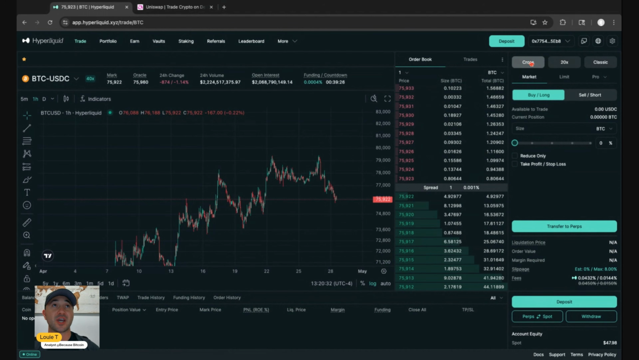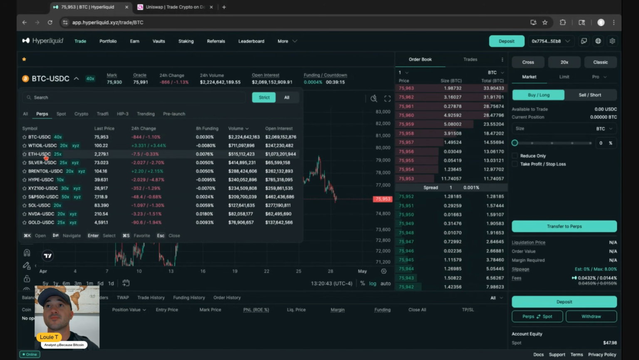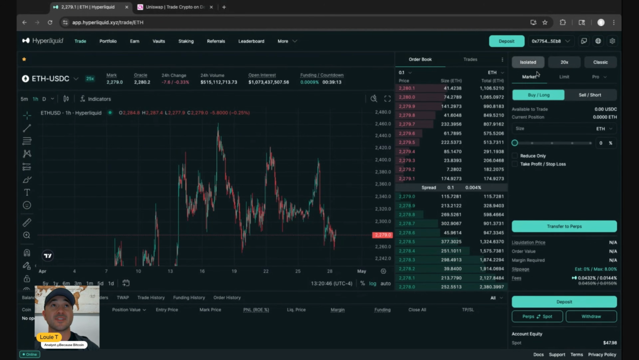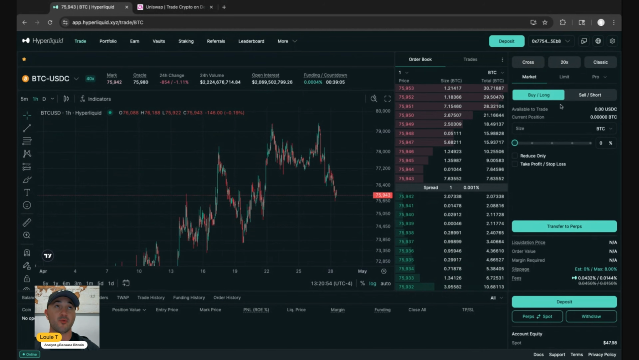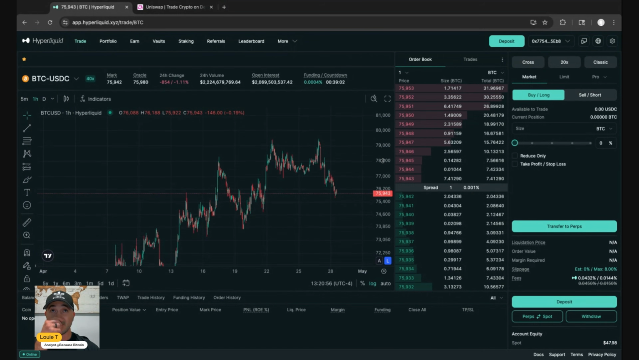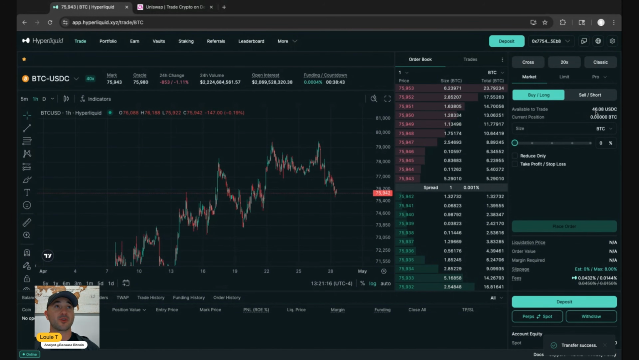Always, always, always check these before you enter a trade, because these can change by the pair, right? So if I switch over to ETH, it's different now. See how it changed? Now it's set to isolated in 20x. So you always want to double check what your leverage settings are on before you actively enter the trade. And after that, it's very simple, right? So one, we got to make sure we have money in our perps account. Right now, I think I have it in my spot account. So we're going to transfer, max, confirm. All right, so available to trade, $48, $46.